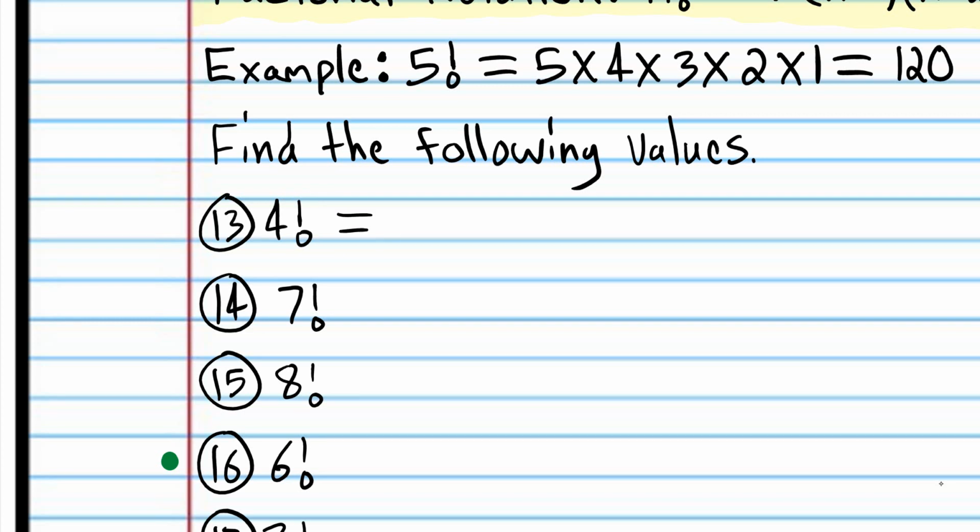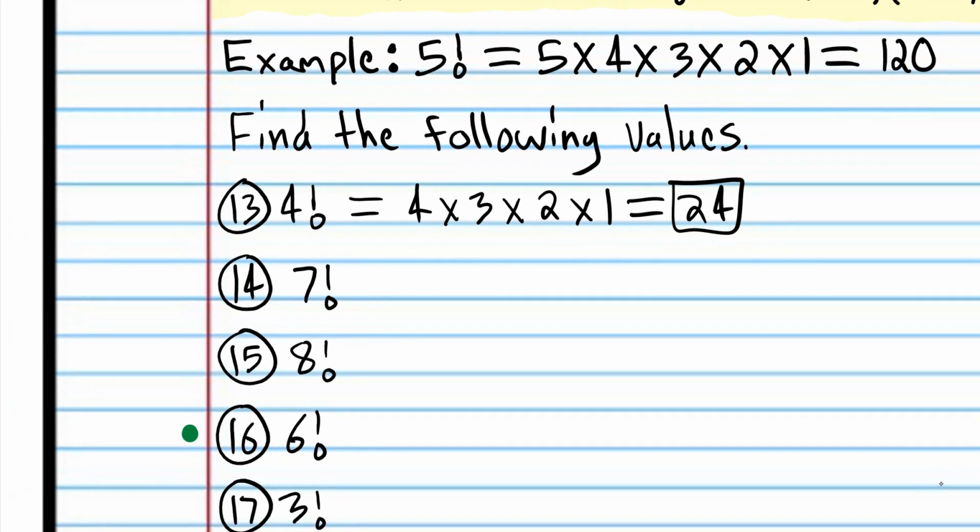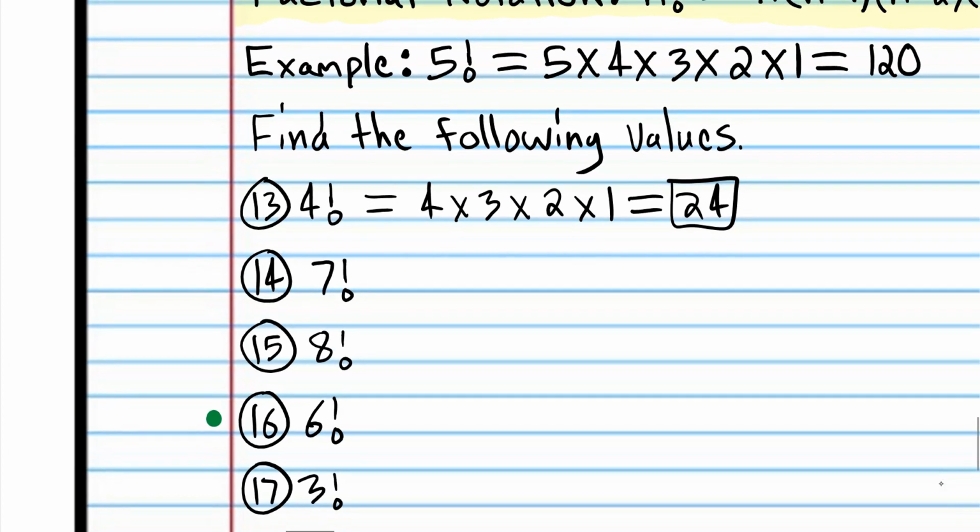And what this means is we're going to take that number and multiply it by the next lowest positive integer, and the next lowest, and the next lowest, until we get to 1, and then we have our answer. 4 factorial is 24 by definition. So that's what the factorial symbol means, and we use this symbol to help us to write things in a compact form.